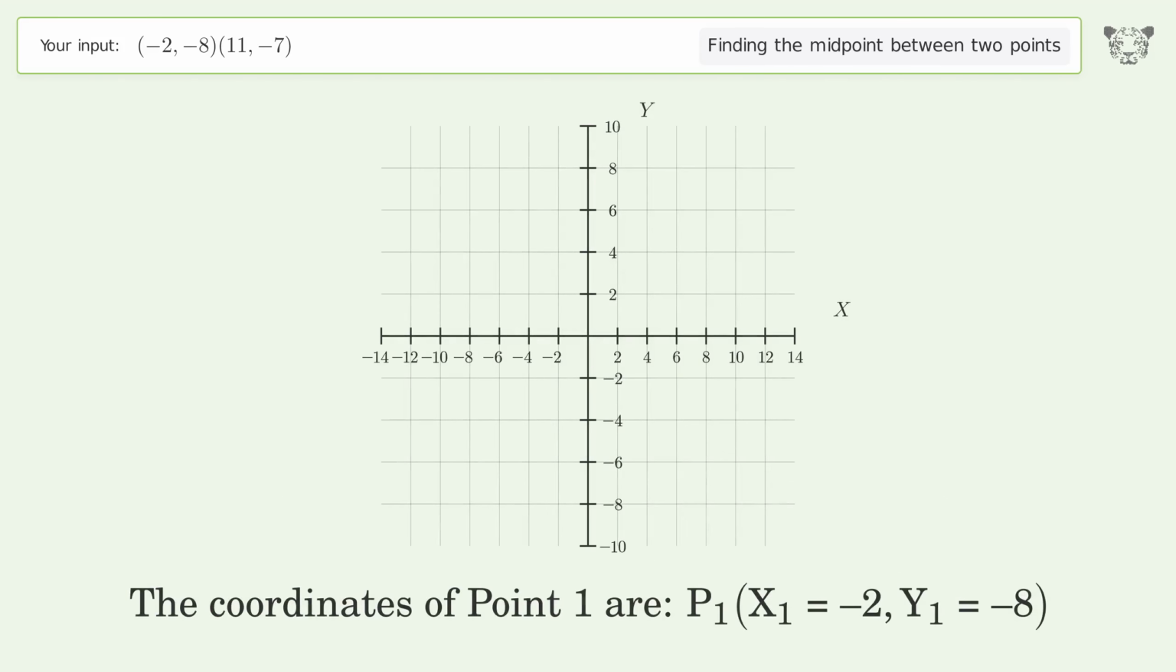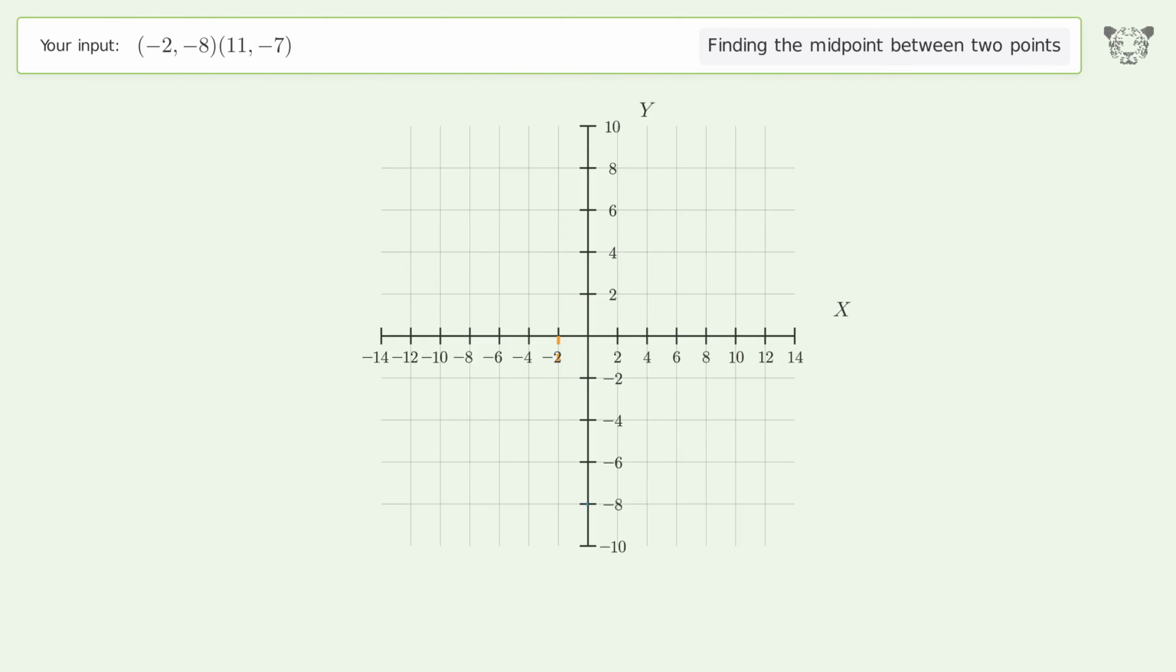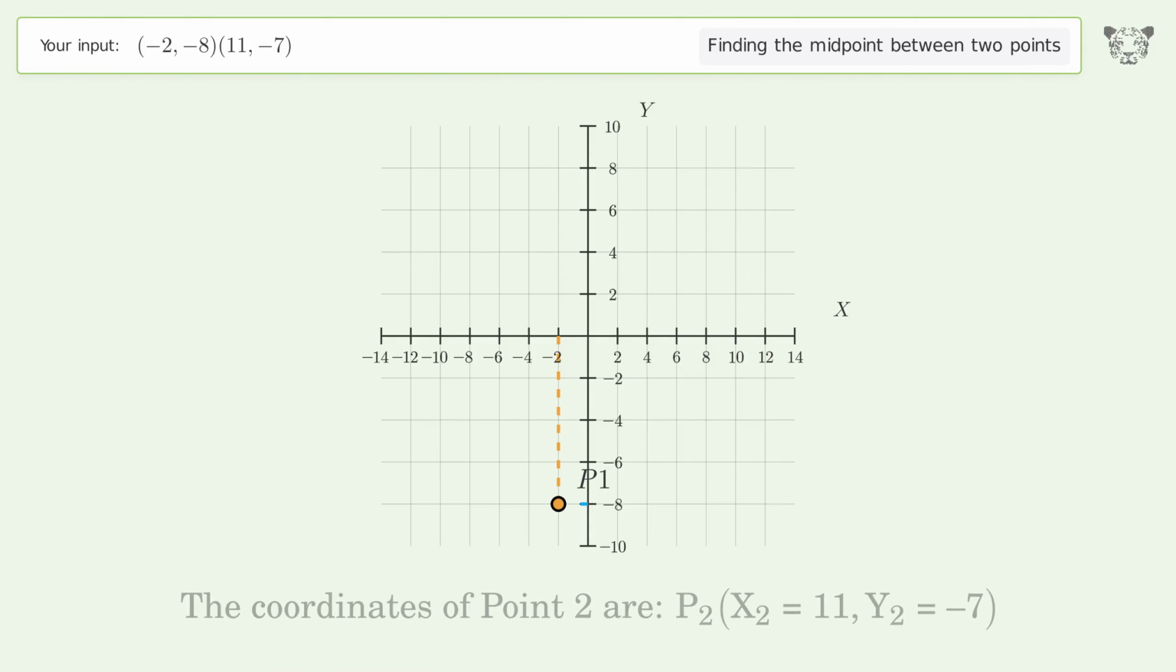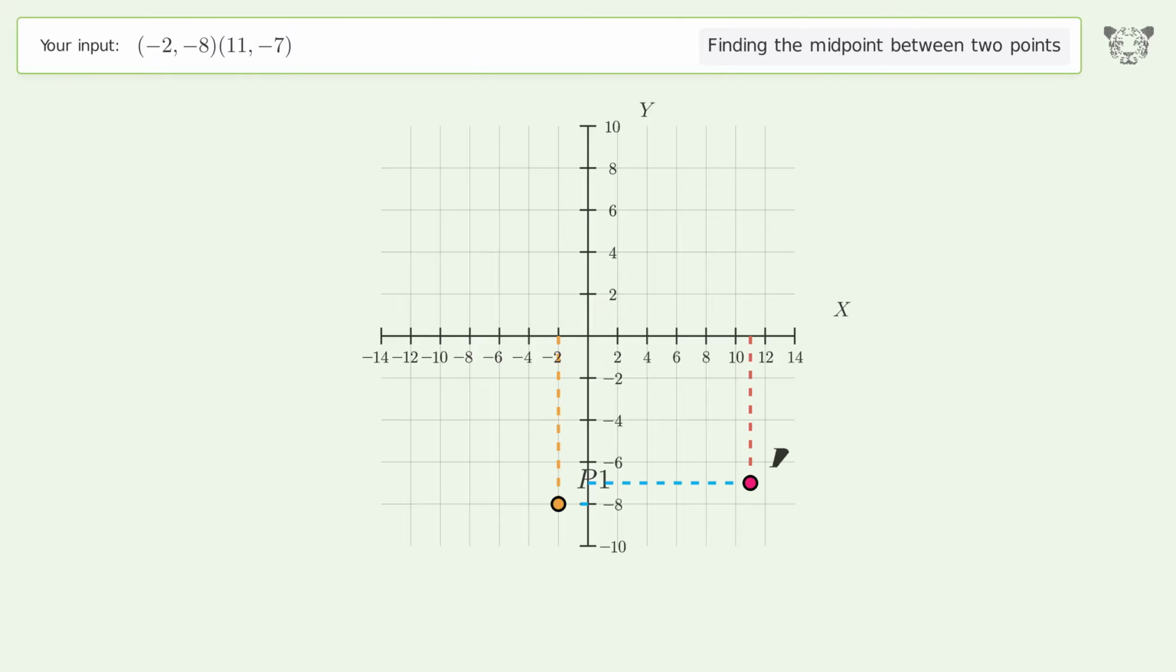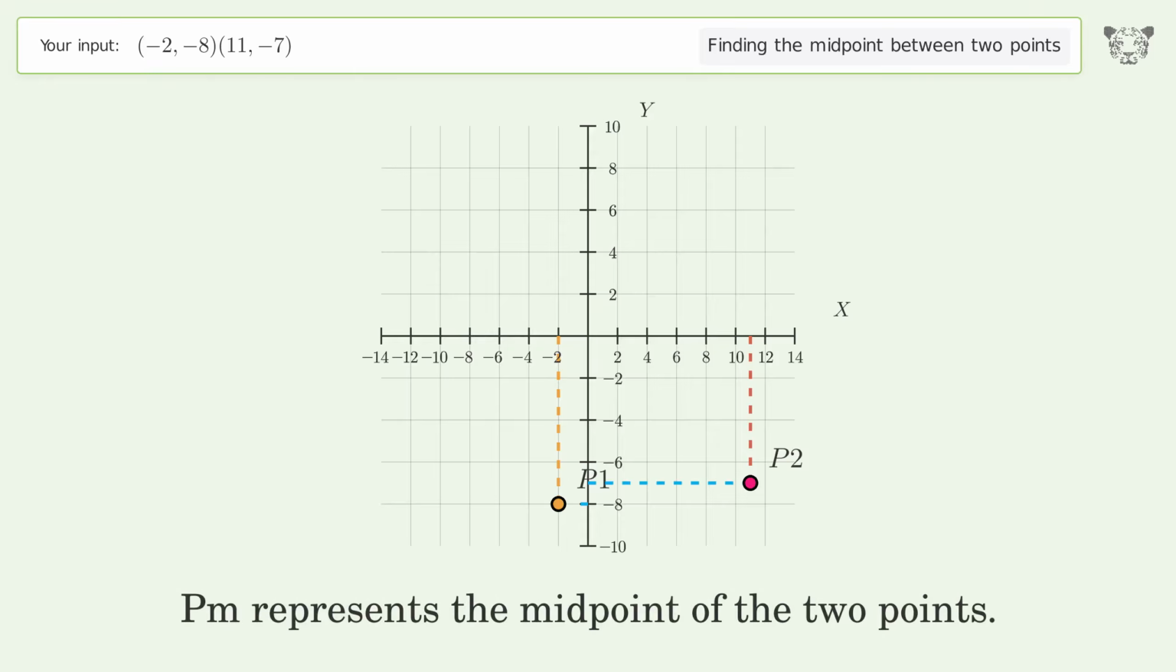The coordinates of point 1 are, x1 equals negative 2, y1 equals negative 8. The coordinates of point 2 are, x2 equals 11, y2 equals negative 7. PM represents the midpoint of the 2 points.